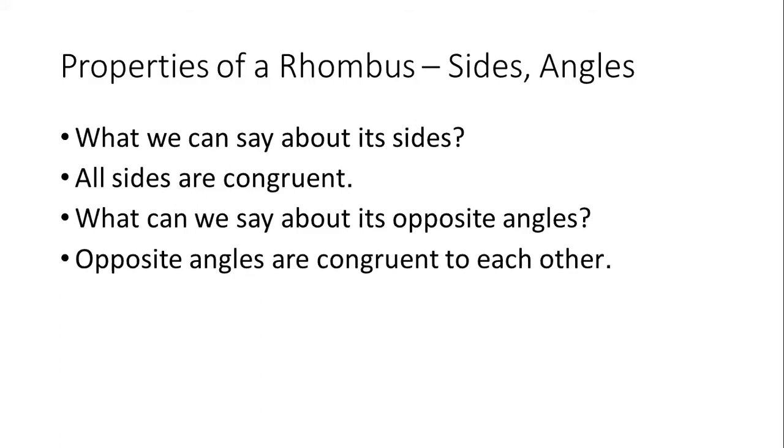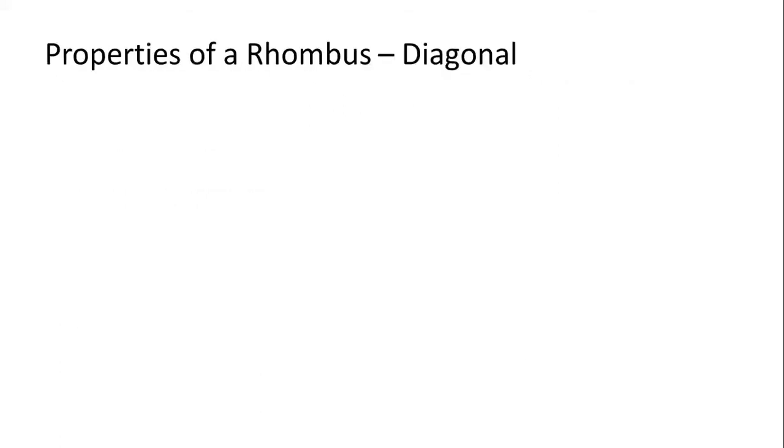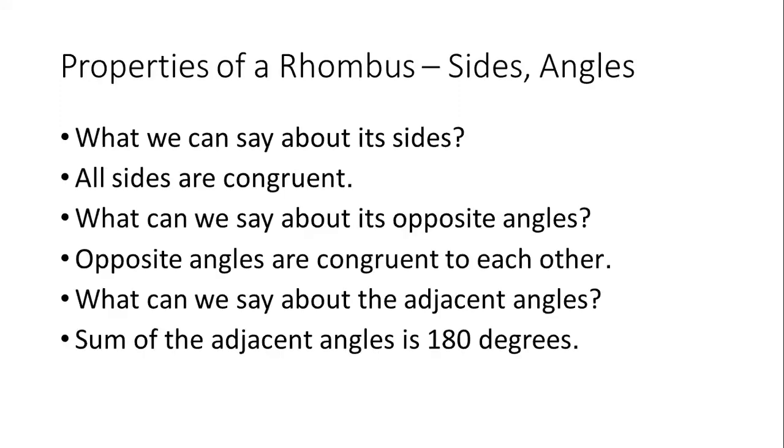What can we say about its sides? Just hold this slide. That's what we discussed earlier. All the sides are congruent. What can we say about its opposite angles? We can measure and see that the opposite angles are also congruent to each other. And the adjacent angles, that is not something that we have verified, but you can measure the angles and see that the adjacent angles, that is the angle at A and the angle at B, add up to 180 degrees. Next slide.